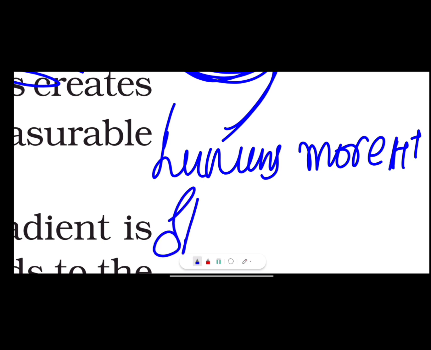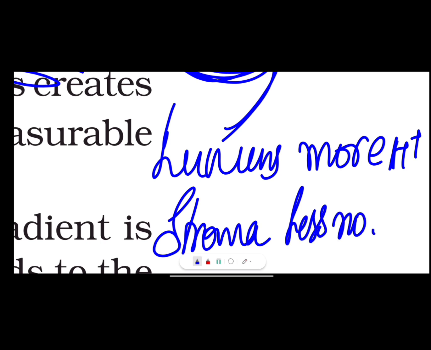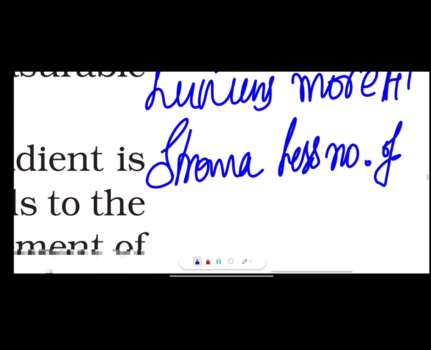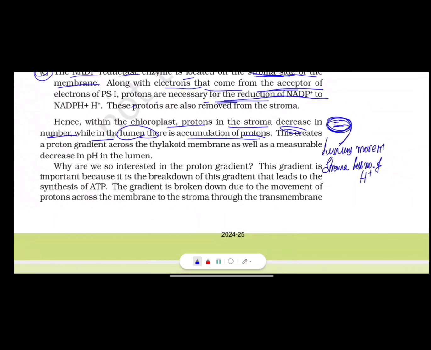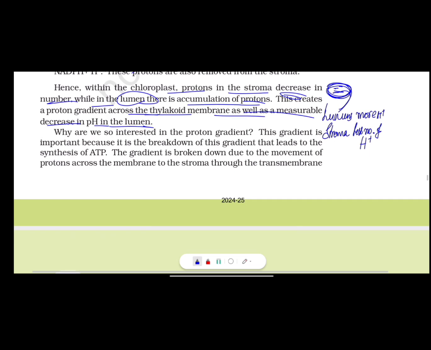whereas in the stroma less H plus will be there, because the water splitting takes place in the inner membrane. This creates a proton gradient across the thylakoid membrane, as well as a measurable decrease in the pH in the lumen. So the pH will decrease as the H plus concentration increases.